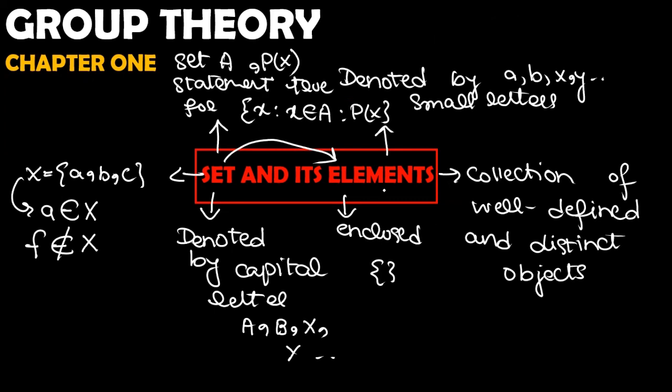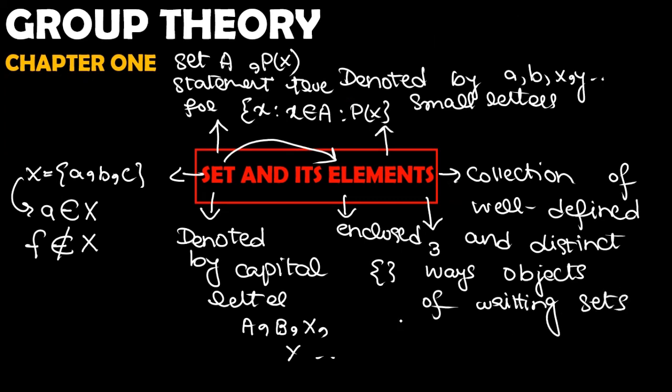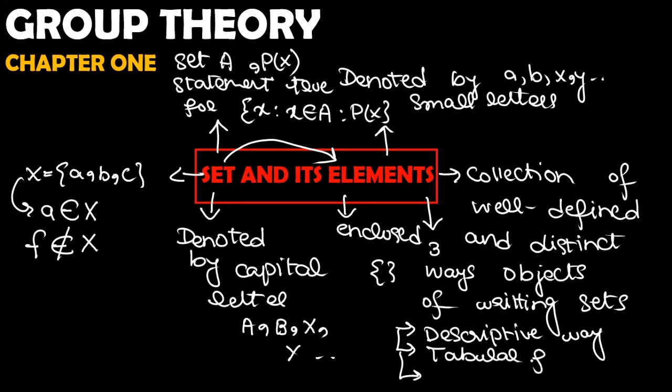Okay, right. So there are three ways of writing or representing sets. Number one is our very famous descriptive way. Number two is our tabular form. Number three is our very important set builder notation. Don't worry, we'll explain it further.